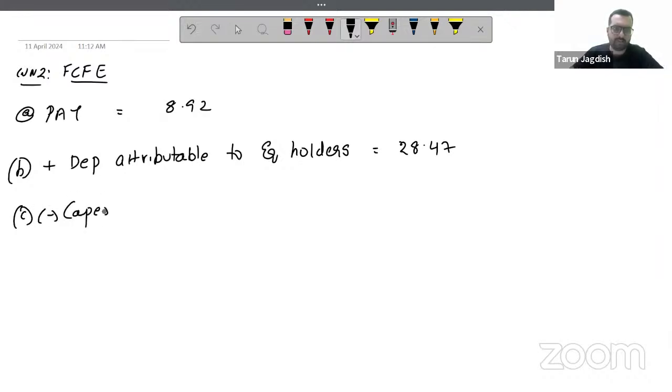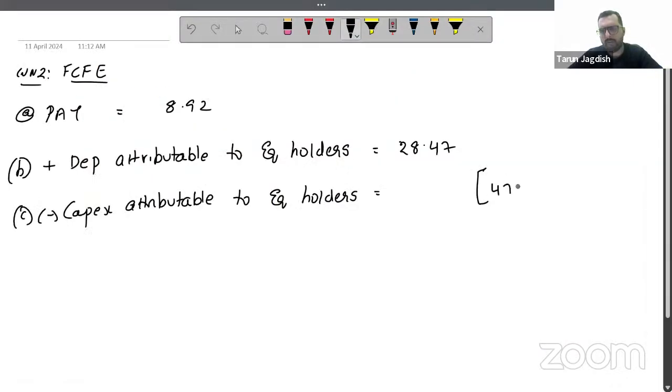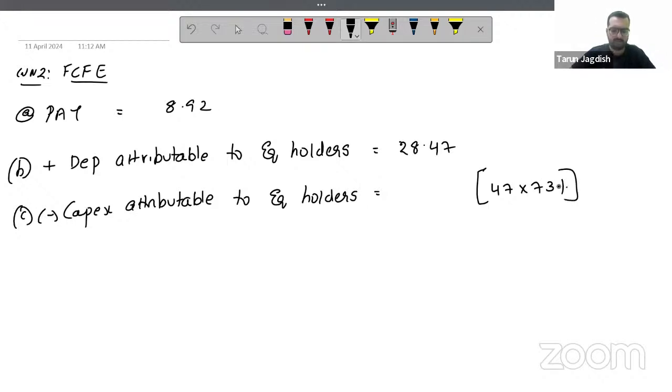Less CAPEX attributable to equity holders. So what will be your CAPEX, Sir, attributable? I have a doubt. They have mentioned it as depreciation per share, right? Then why are we doing this into debt percentage?